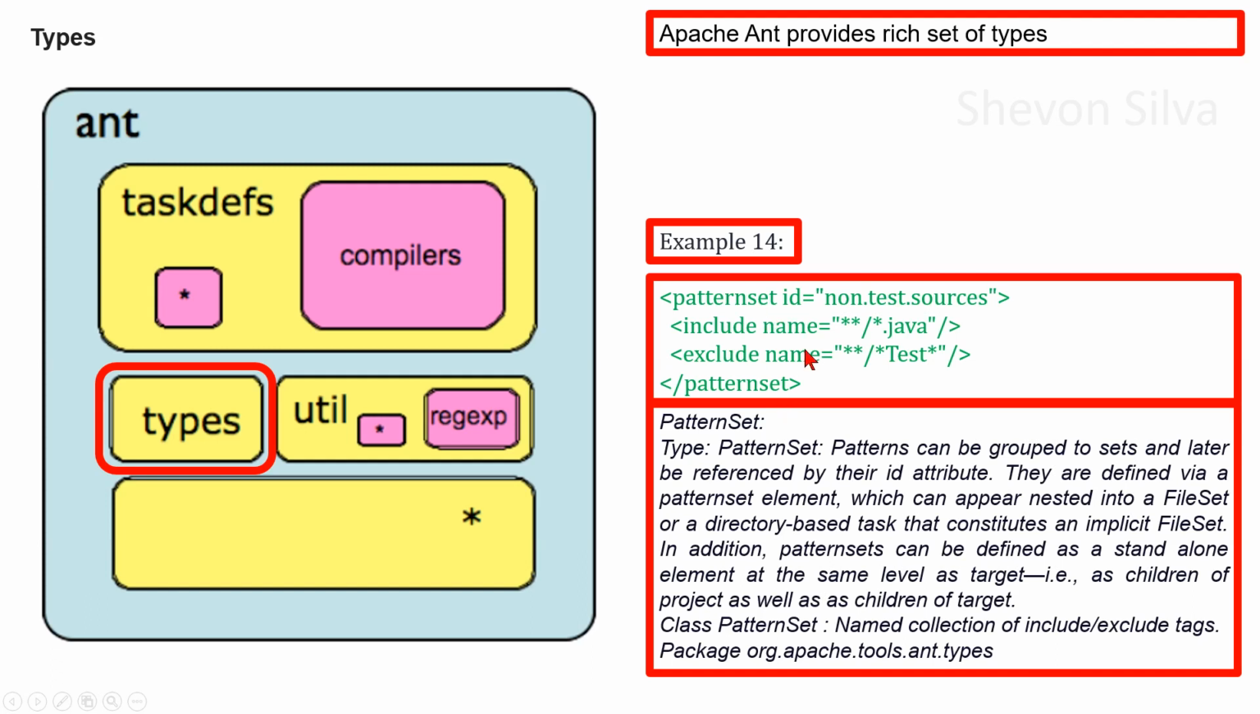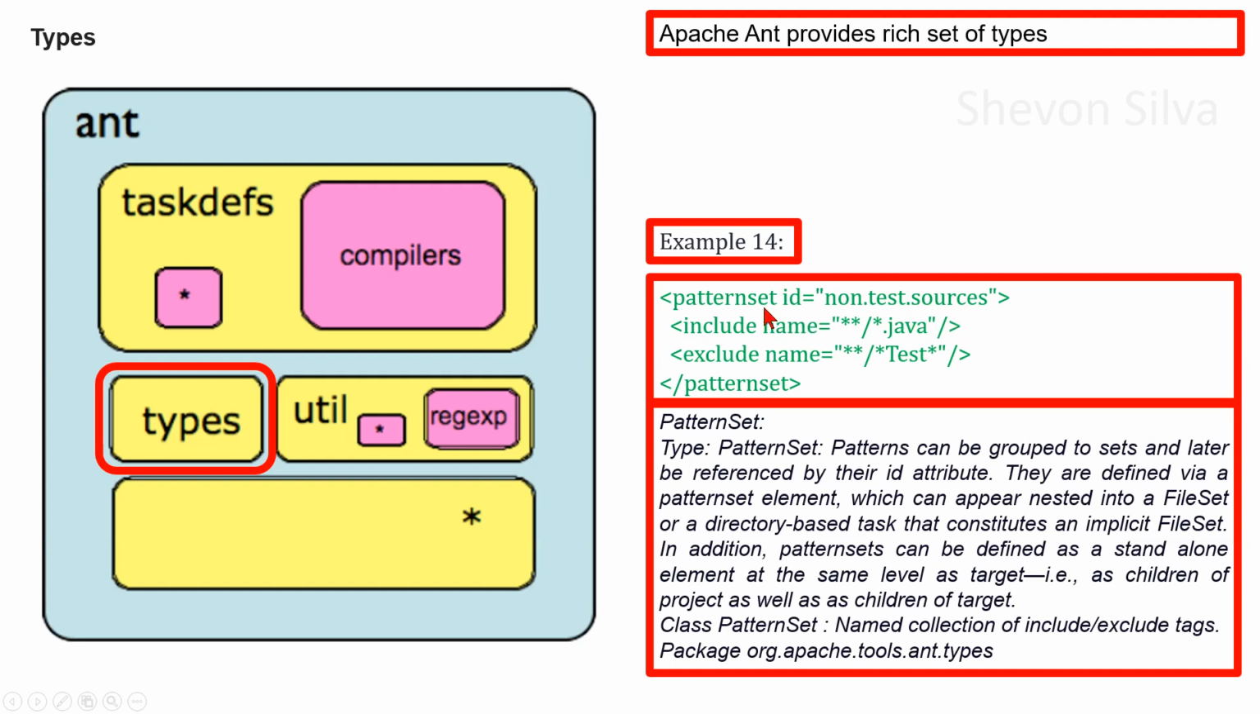Here builds a set of patterns that matches all .java files that do not contain the text test in their name. This set can be referred to via patternset refid equal to non.test.sources by a task that supports this feature or by file sets.